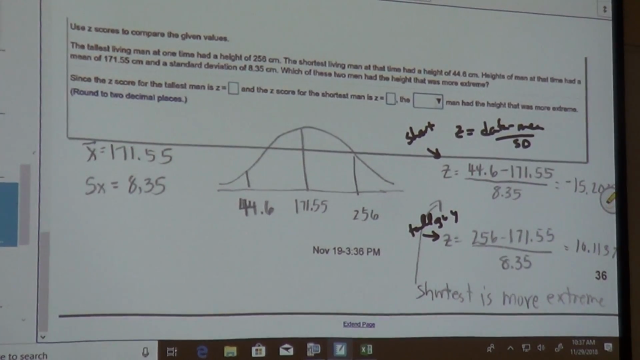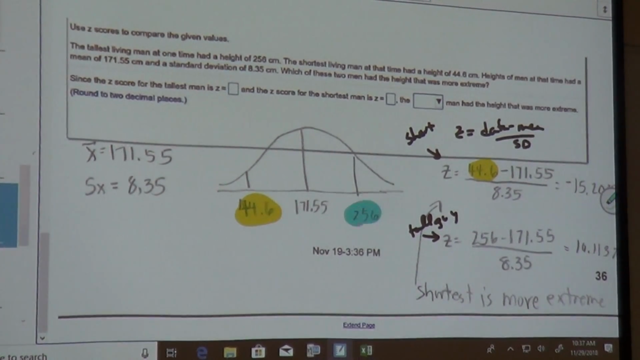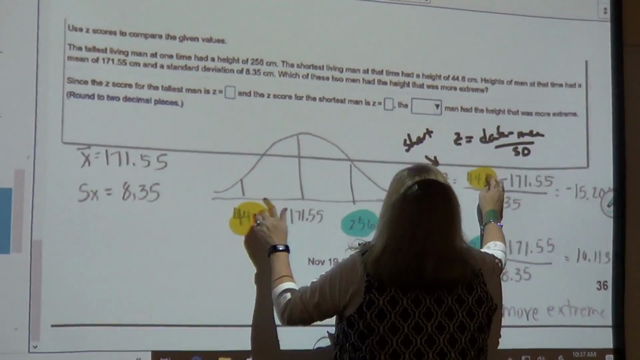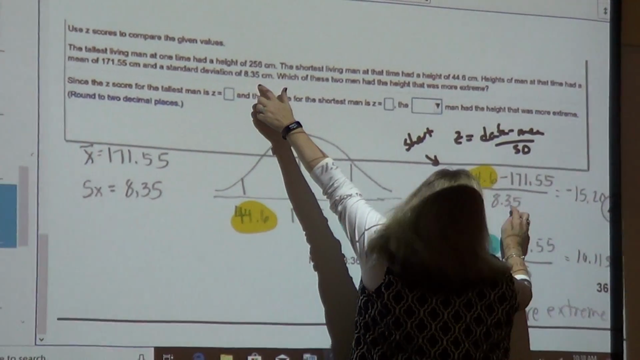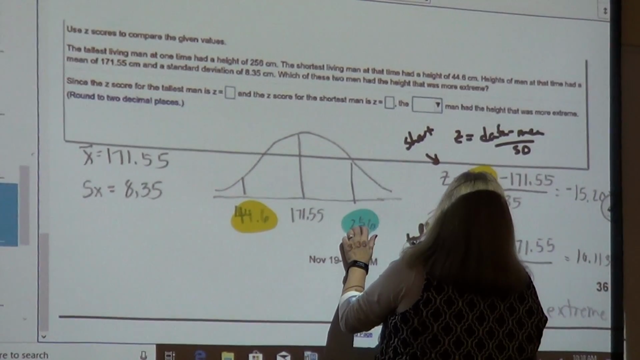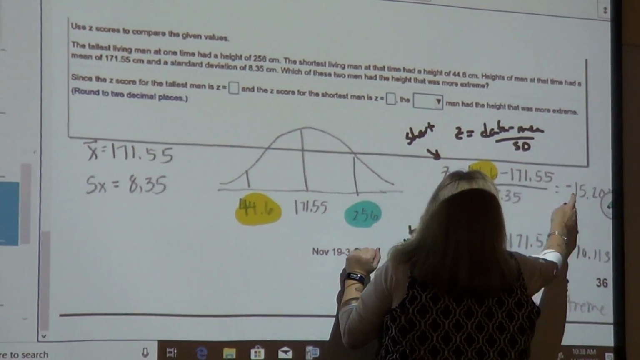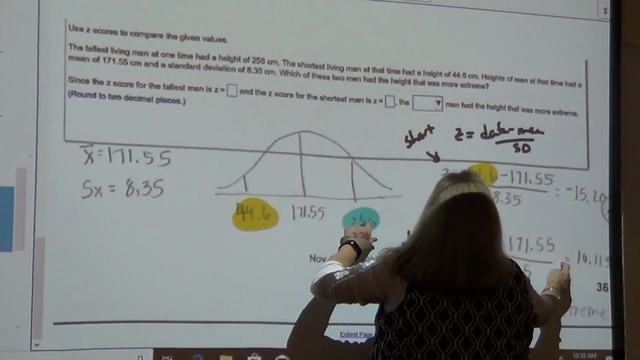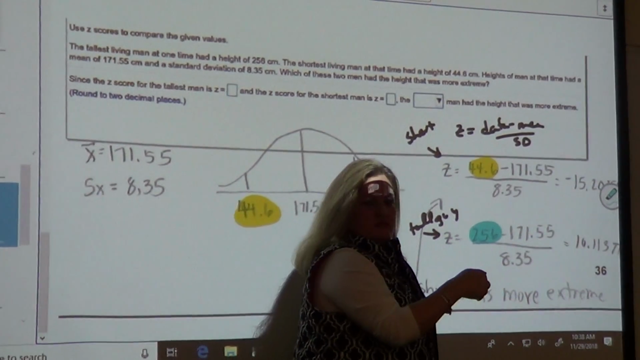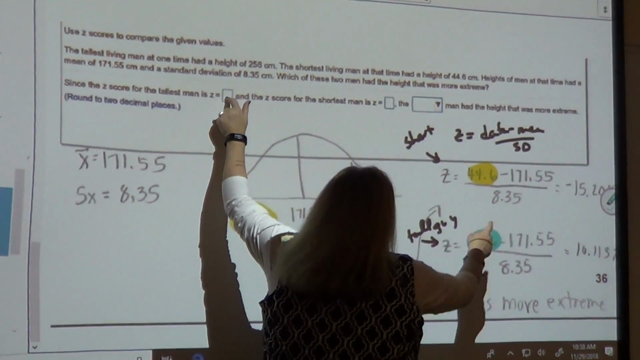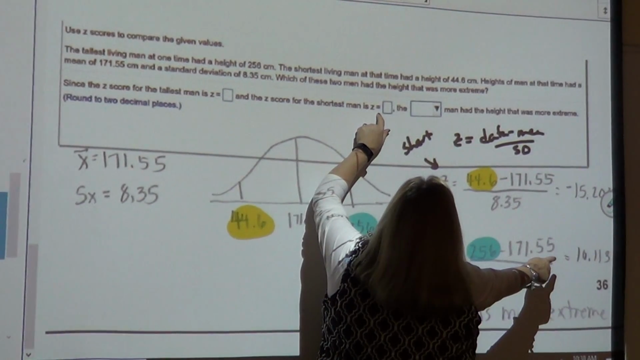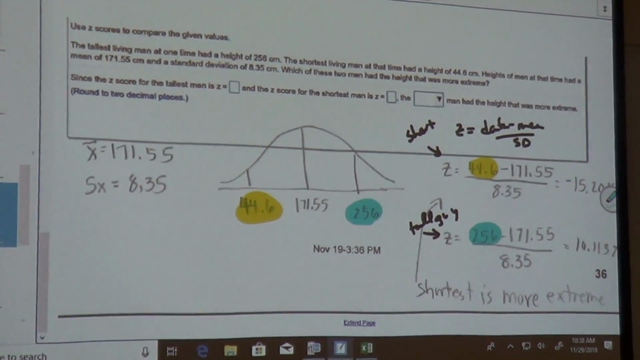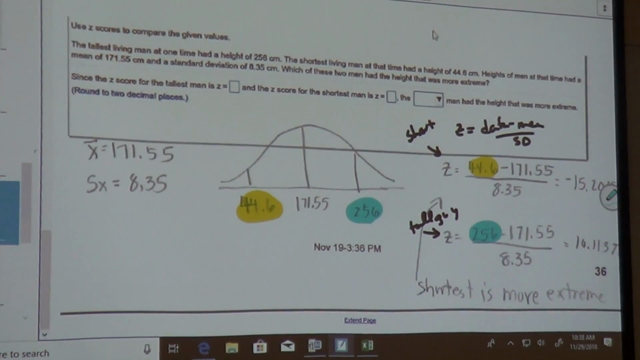So let me color coordinate. This is my short guy. This is my tall guy. So when I did the short guy, it was data minus mean over standard deviation. And the tall guy was data minus mean over standard deviation. So my short guy is 15 jumps to the left. My tall guy is 10 jumps to the right. So which man was more extreme? The short guy, because he's 15 jumps away, where the other guy's 10 jumps away.